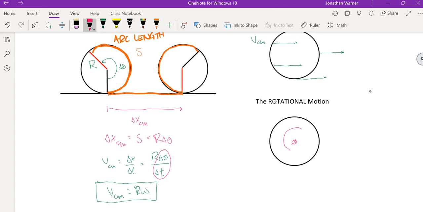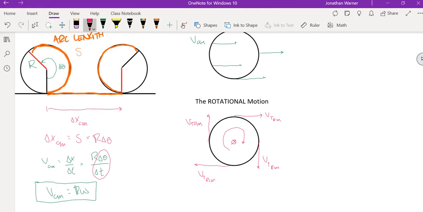Now, this object also rotates, and we can say that it rotates about its center. As this thing is translating to the right, the rotational motion has to be in that direction. If we look at the motion of the rim relative to the center, this part is moving that way, I'll call that VT of the rim. This part moves that way, VT of the rim. This part moves that way, and this part moves that way, each VT of the rim.